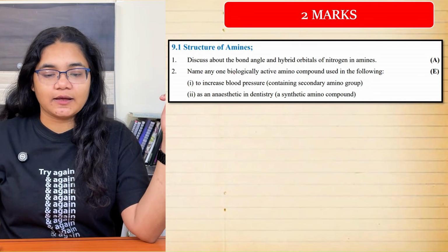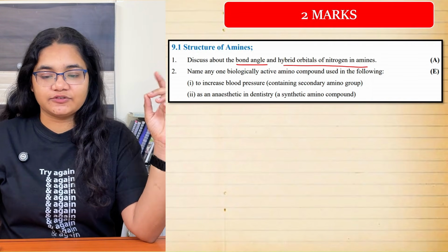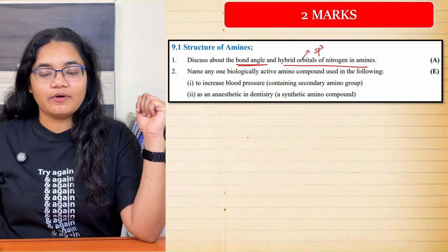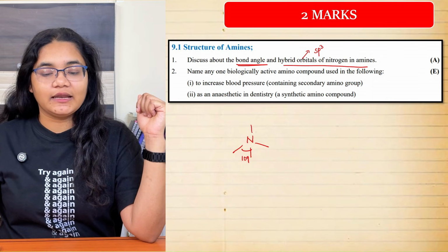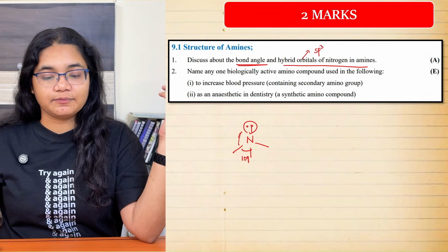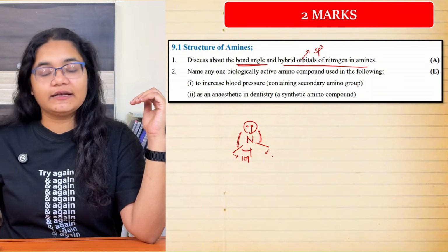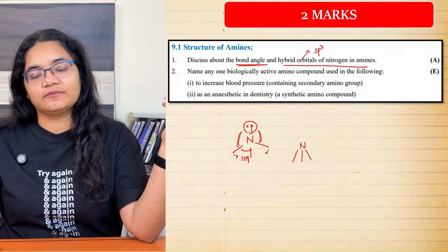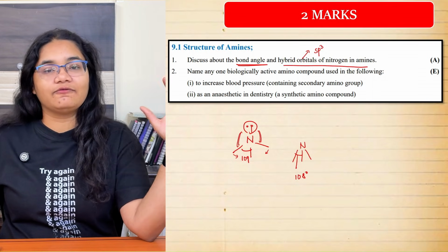The first question is about the bond angle and the hybrid orbitals of nitrogen in amines. First of all, the hybrid orbitals used here is sp3. And what is the bond angle? If you have a normal tetrahedral structure, the bond angle is 109 degrees. But in the case of ammonia and its derivatives, there is a lone pair, right? So if a lone pair is there, there is repulsion between the bond pair and the lone pair, and because of this repulsion, the bonds come slightly closer to each other. Now the structure becomes like this, and the angle will be around 108 degrees, or you can simply write less than 109 degrees.